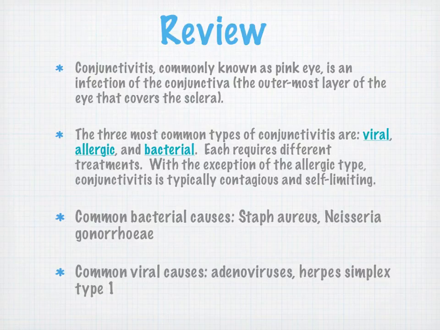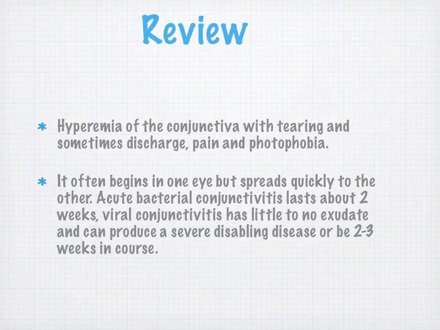Common bacterial causes are Staph aureus and Neisseria gonorrhea. Common viral causes are adenoviruses and herpes simplex 1. So, hyperemia of the conjunctiva with tearing and sometimes discharge, pain, and photophobia. It begins in one eye, but it's going to go quickly to the other eye if your patient is not extremely careful. Acute bacterial conjunctivitis lasts about 2 weeks. Yeah, 2 weeks, long time.